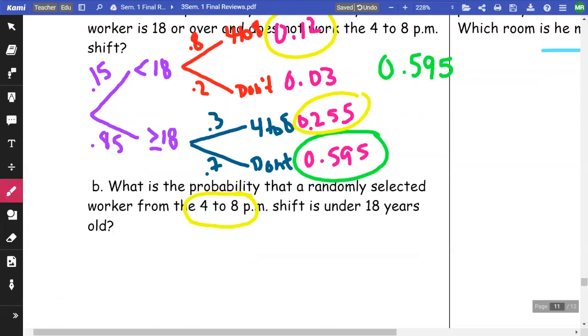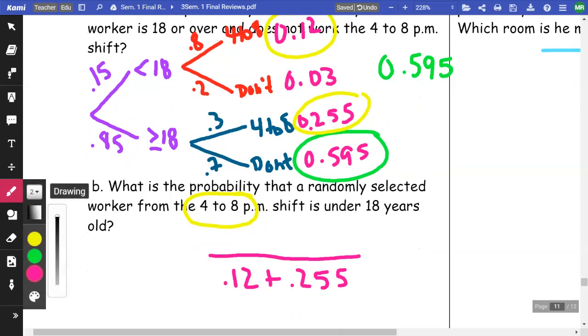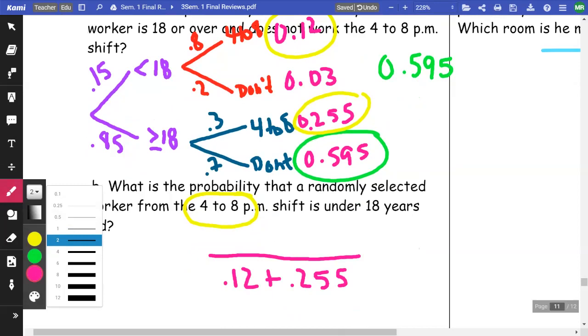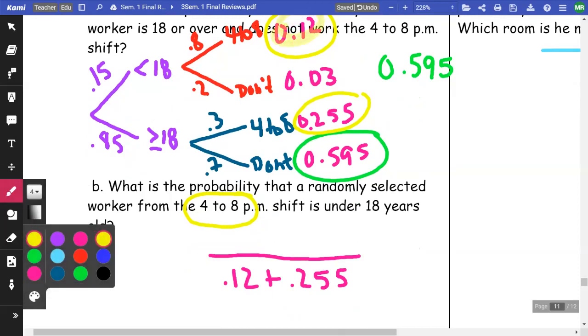So I am going to be taking 0.12 plus 0.255. That's going to be my denominator. I'm looking at those people, and out of those people, what's the probability that they're under 18? So I'm going to shade in yellow. These are the ones in that category. Out of those two, 0.12 are the ones that are under 18.